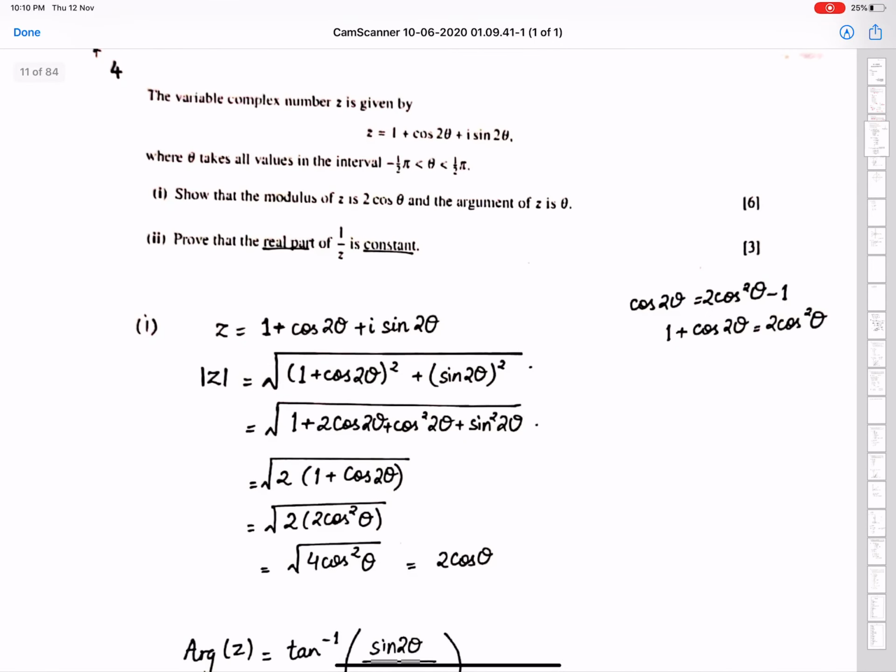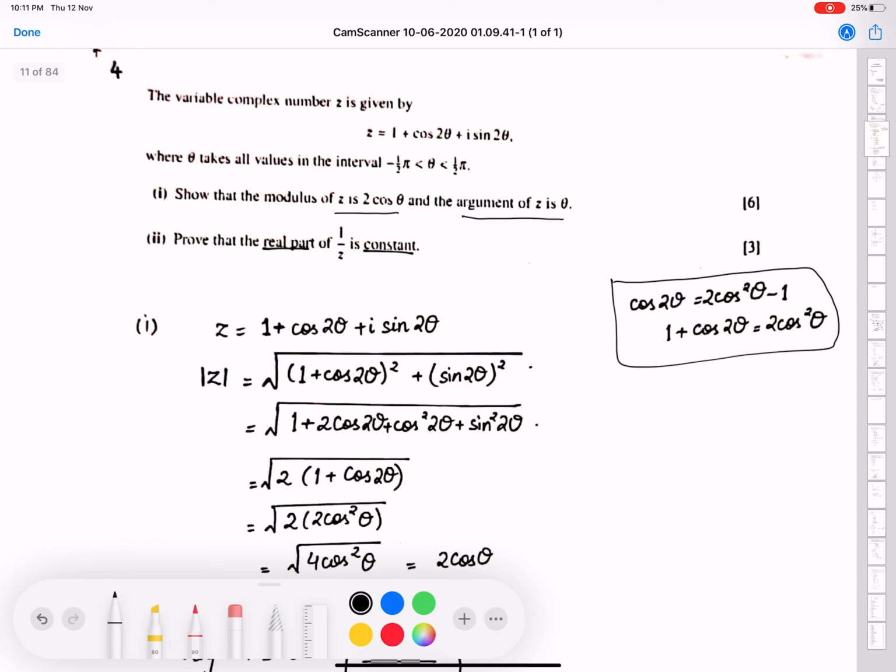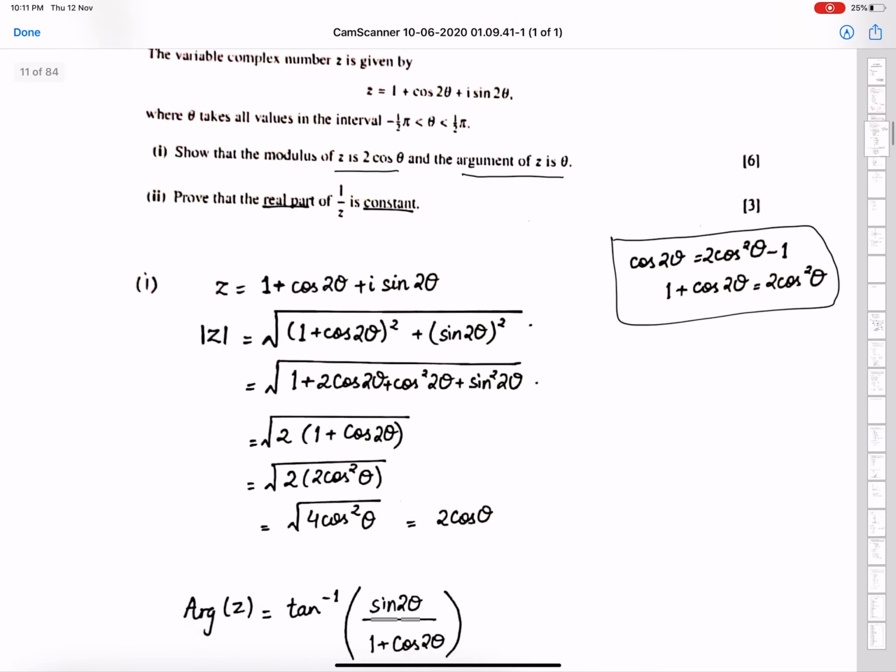Question number 4. Well, in this question, first we have to show the modulus of z is 2 cos theta. Show that the modulus of z is 2 cos theta, and then we have to show argument z is theta. This basically involves a lot of trigonometry. So if you are good at trigonometry, you can easily manage the calculation of this question. You must know these formulas.